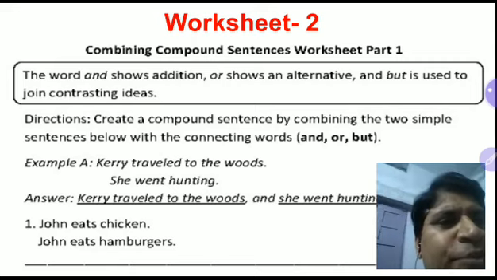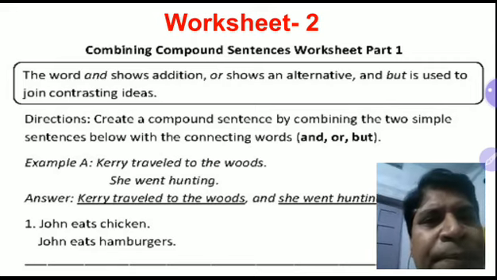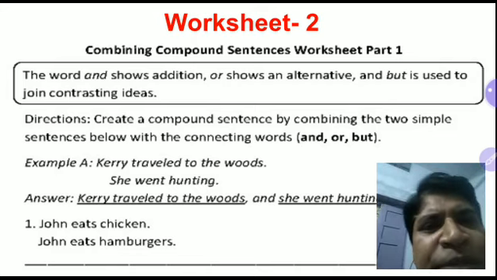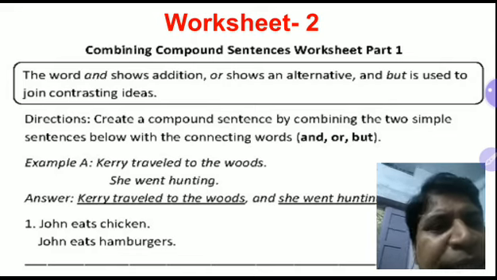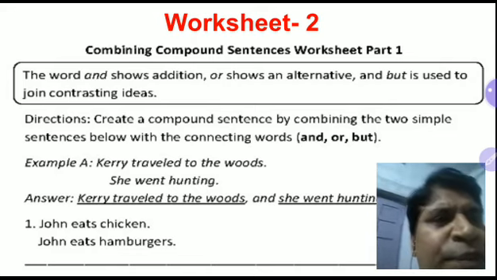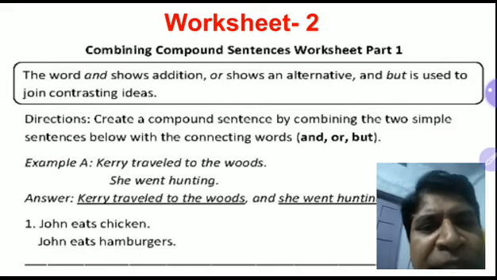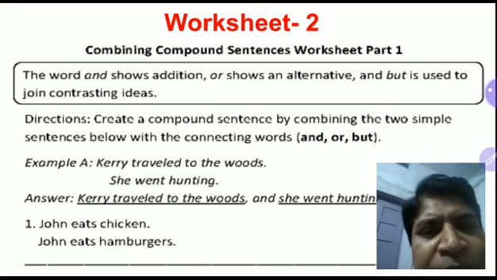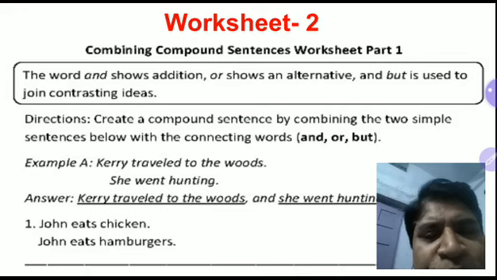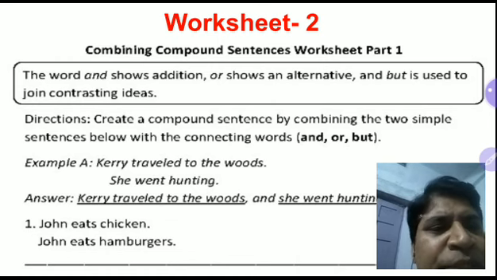Now worksheet 2. Look at here. Again, combine the two simple sentences below with the connecting words "and" or "but." Almost the same as what you have done earlier. John eats chicken. John eats hamburgers. How will you join these two sentences? John eats chicken and he eats hamburgers.